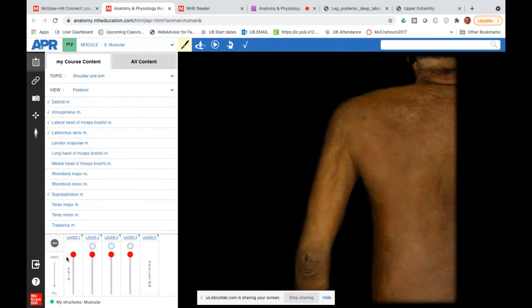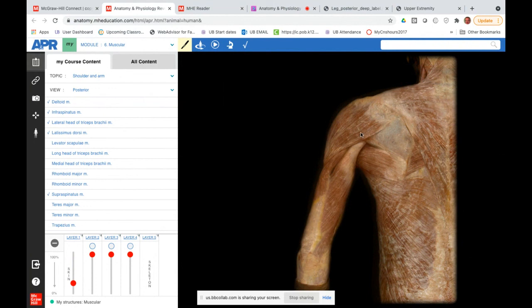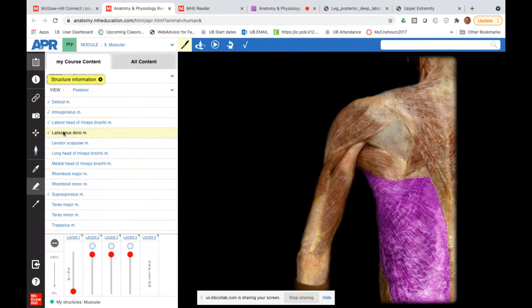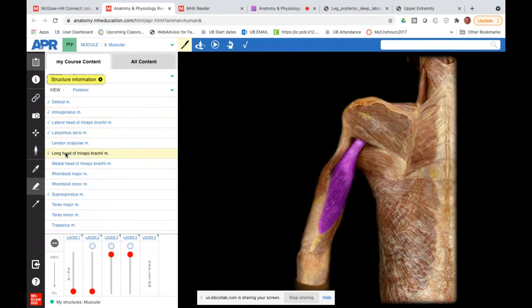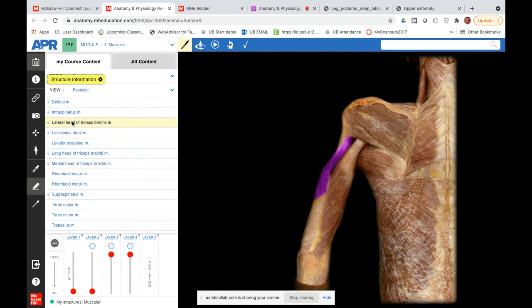And then you can dissect the layer. On the bottom left here, I'm starting to peel away, I'm starting to go down. And now I can see some muscles over here. Let me click on the deltoid. There it is. Here's infraspinatus. There's the latissimus dorsi. There's the long head of the triceps. There's the medial head. There's the lateral head, right?